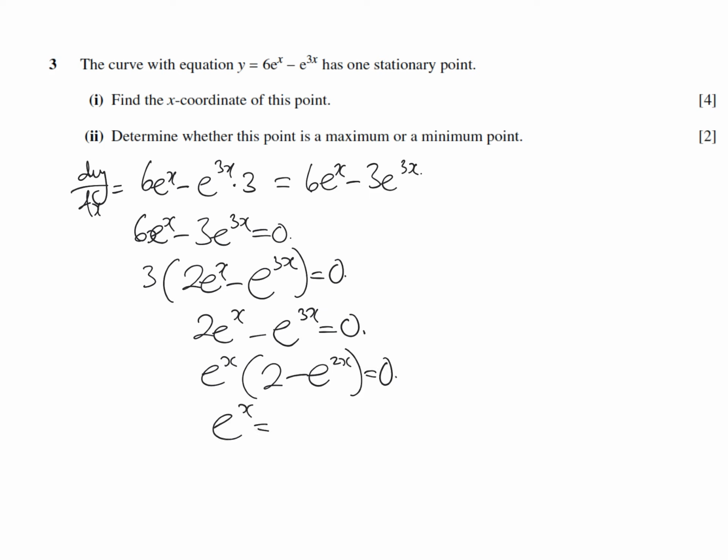So e to the power of x equals 0, so x is undefined or infinity, or 2 minus e to the power of 2x equals 0. e to the power of 2x equals 2, so therefore 2x equals ln 2 and x equals ln 2 over 2, which gives us 0.34657.